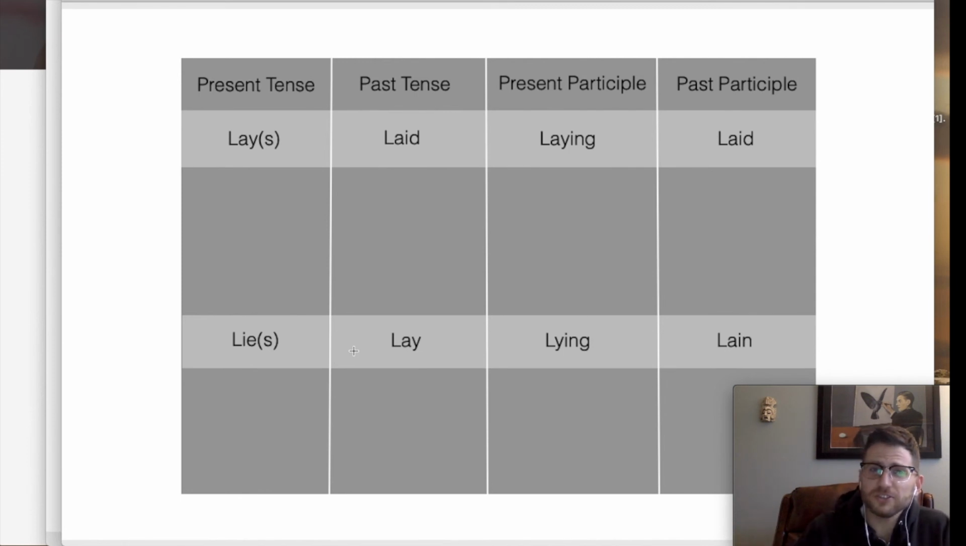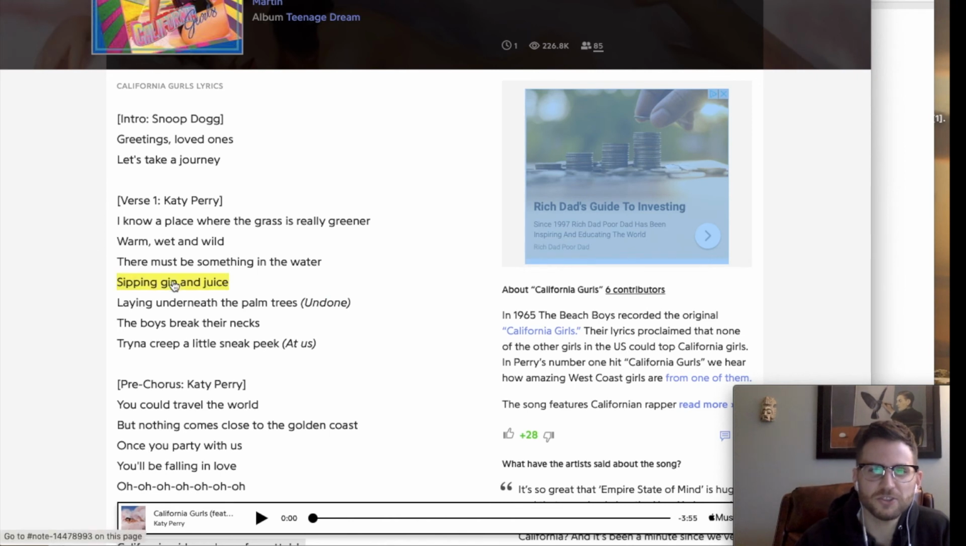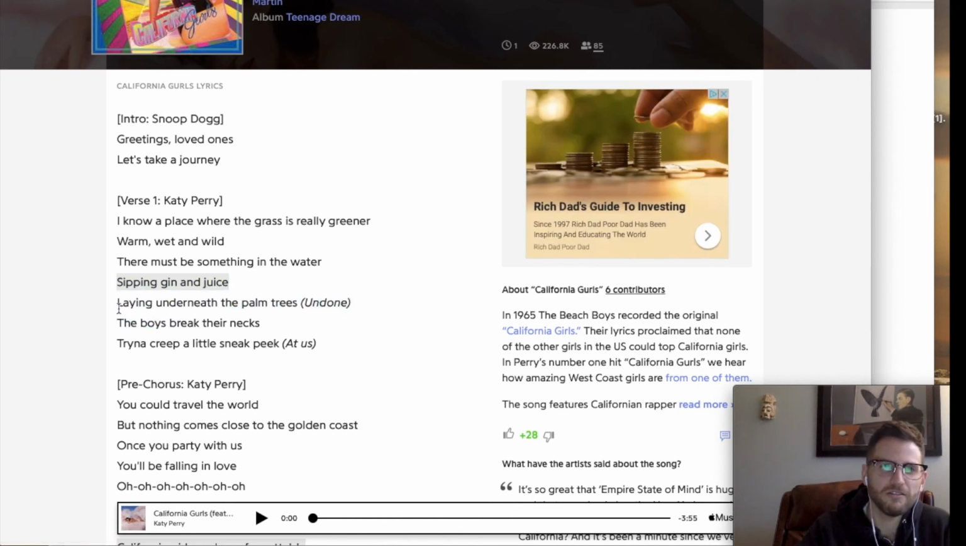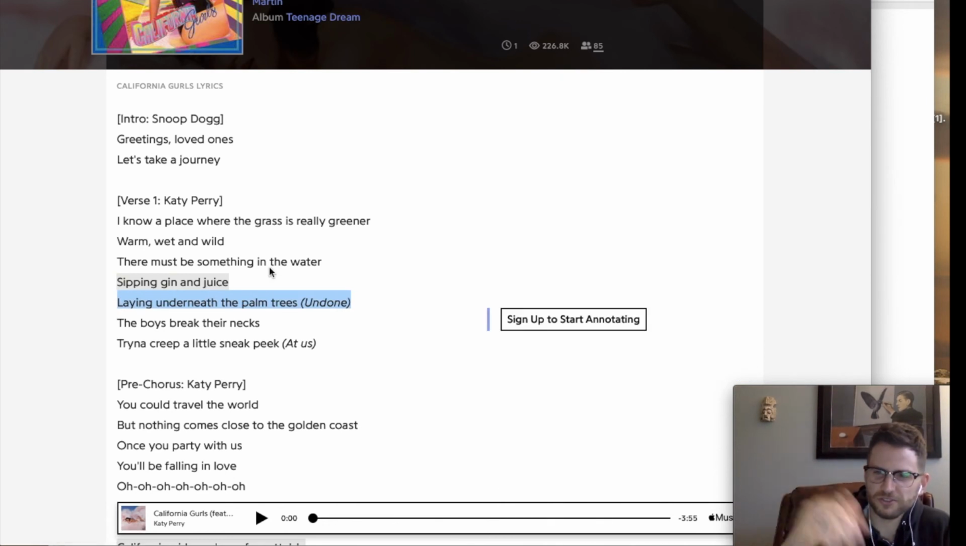Now let's look at Katy Perry's mistake. I don't know if it's her mistake, whoever wrote the song. So let's look at that. So let's look at her famous song, California Girls. This song came out a long time ago. And I wasn't sure if I could play the clip in the video, but you can play it on your own and listen to it.